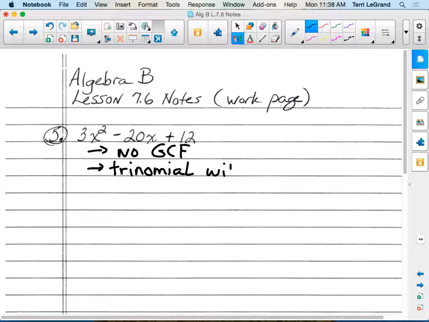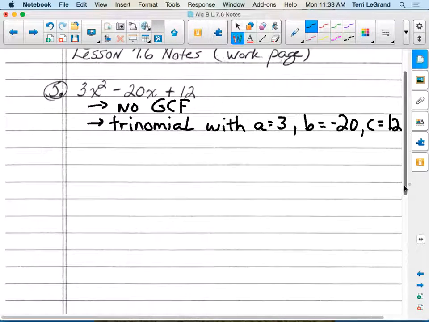with A equals what? What's our A equal? 3. B equals -20, and C equals 12. Okay, so A is not equal to 1, so we have to use the diamond method and the factoring by grouping, don't we? Okay, so let's go to work.